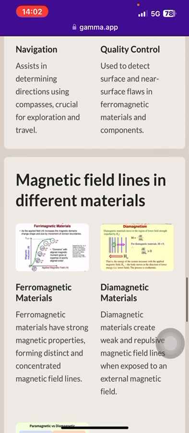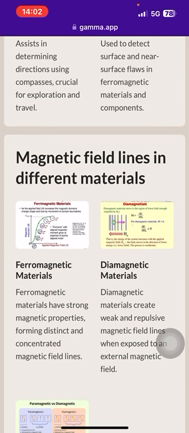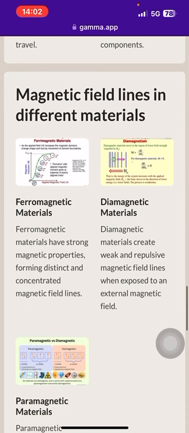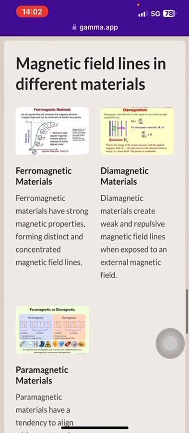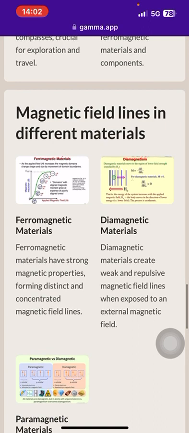So, magnetic field lines in different materials. These are some important materials: ferromagnetic materials, diamagnetic materials, and paramagnetic materials. Ferromagnetic materials have strong magnetic properties, forming distinct and concentrated magnetic field lines.